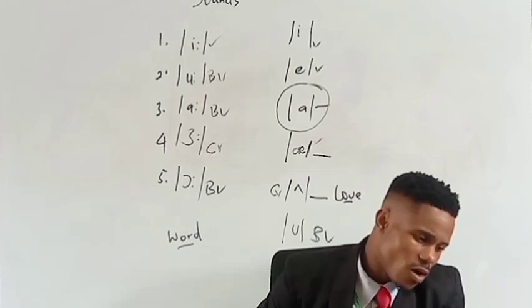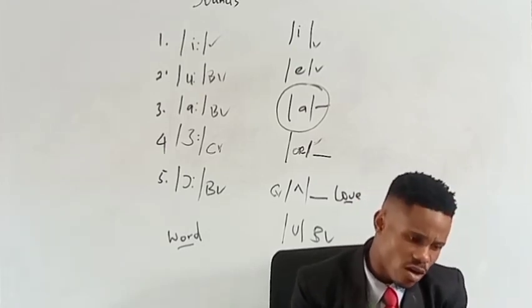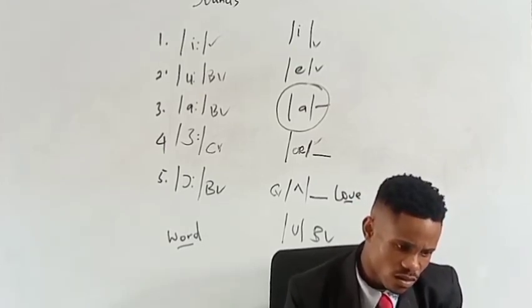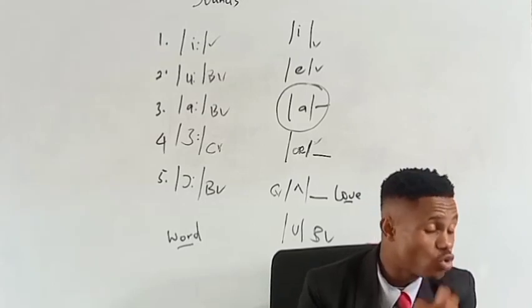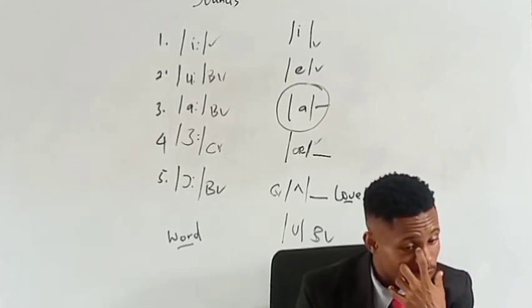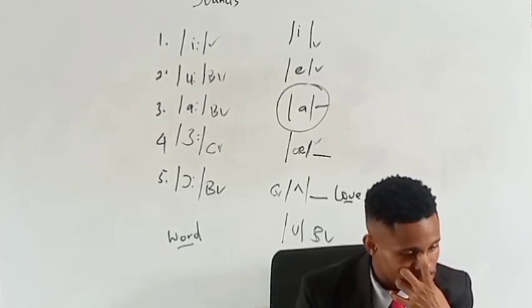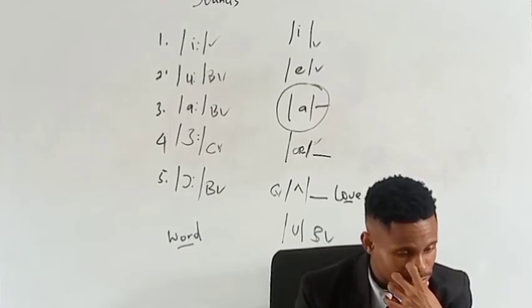Then the second one, unrounded vowels. Colon. All the front and central vowels are what? They are unrounded. Okay.